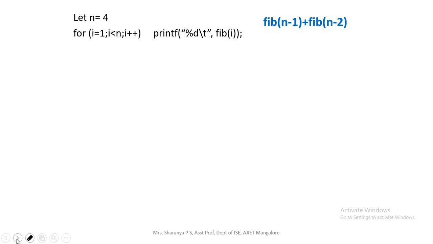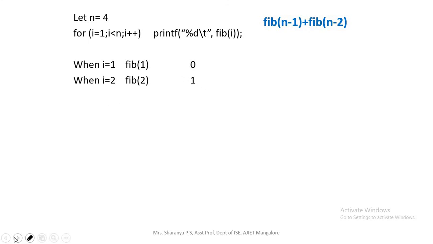Inside this, when I value is equivalent to 1, it calls the function fib with 1. What is the value if I value is equivalent to 1? We have written it as 0. And if I value is equivalent to 2, what is the return value? It is nothing but 1.